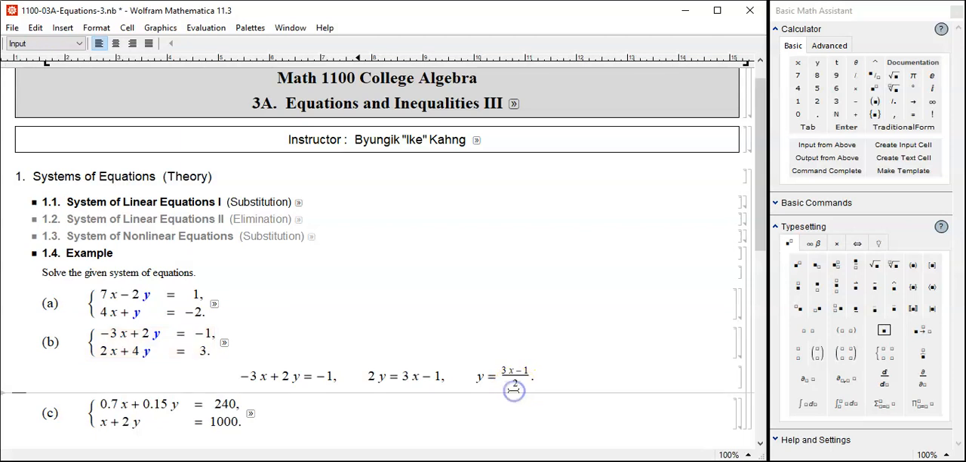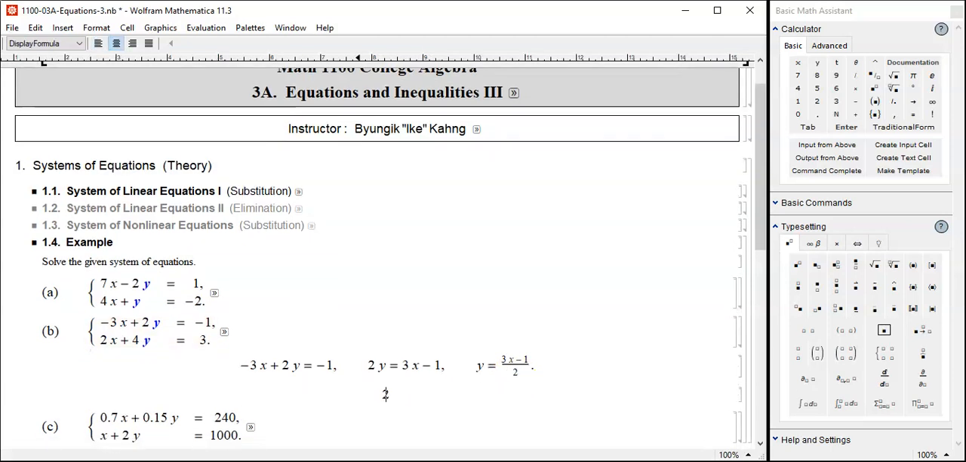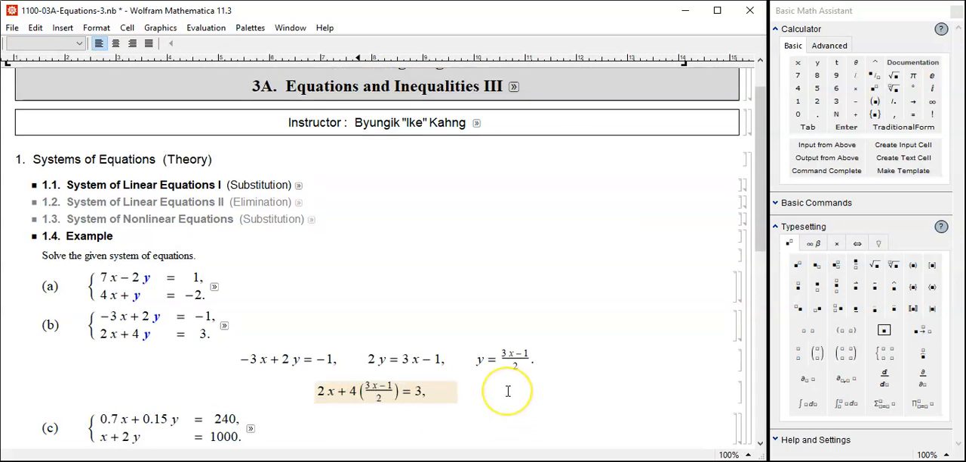If you do that, you're going to get 2x plus 4y equals 3, but here, in place of this y, you're substituting in this (3x minus 1) over 2. Okay, we have the resulting equation and we have only one variable to solve for, so we can do it. The standard process: denominator, parentheses, and the like terms.